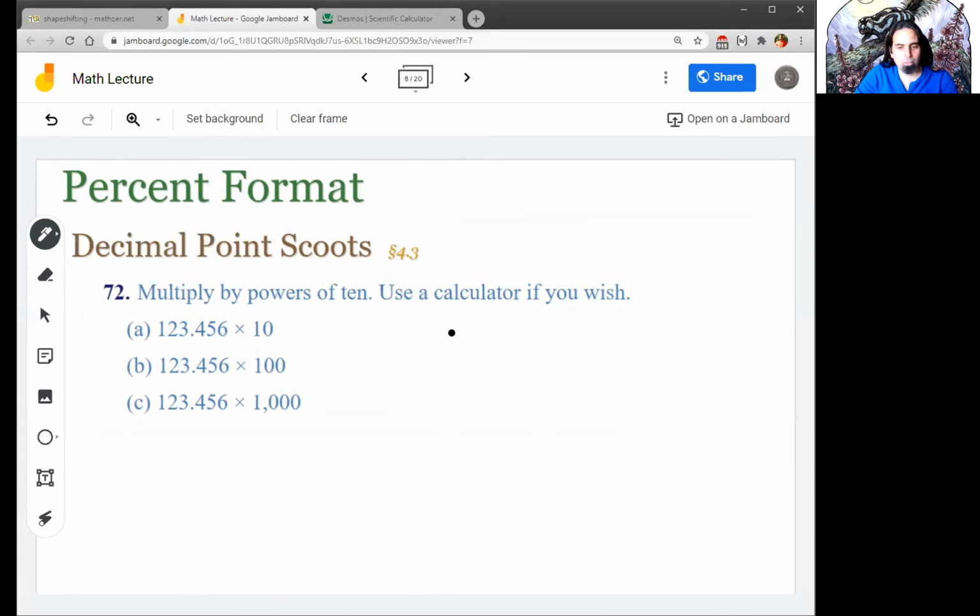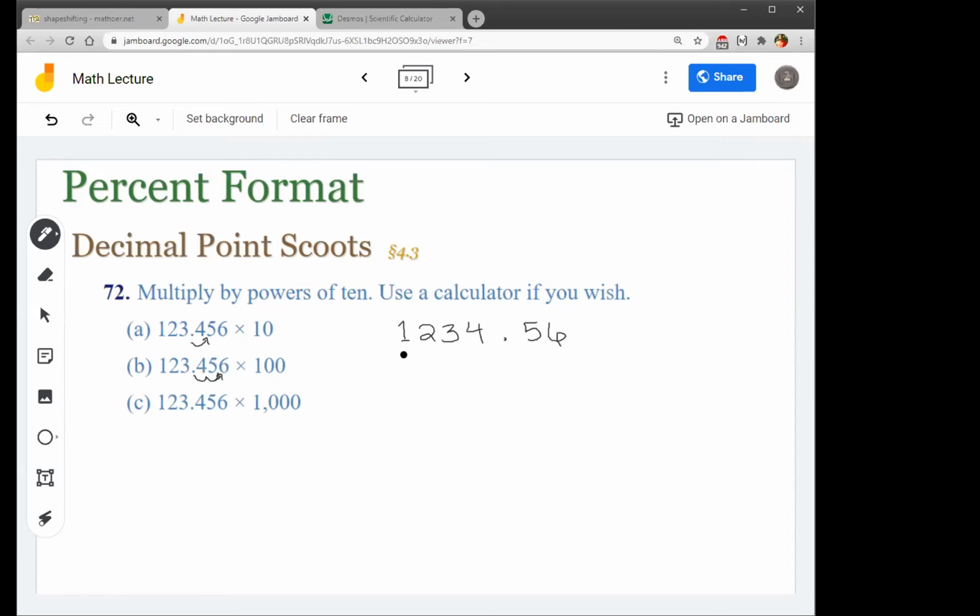For 10. For A, I have to write the numbers correctly. 1, 2, 3, 4.56. There. And then 2 places for 100. Oh, okay, Joel says 2 places there, and 3 for 1,000. I could write a 0.0, but that would be kind of funny and also kind of bragging about accuracy that I don't have. So the decimal scoots to the right.